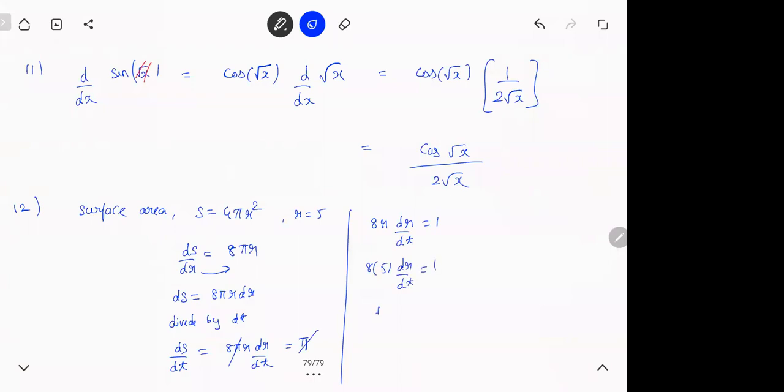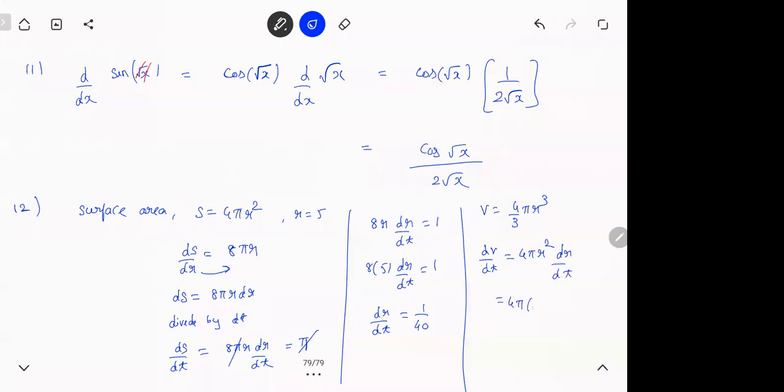So first you need to find the rate of change of radius. Meaning every second the radius was changing by 1 by 40. Then what do you want? Volume. What is that? 4 by 3 pi r cube. Again, you can do the same process. You will get dv by dt is 4 pi r square dr by dt.